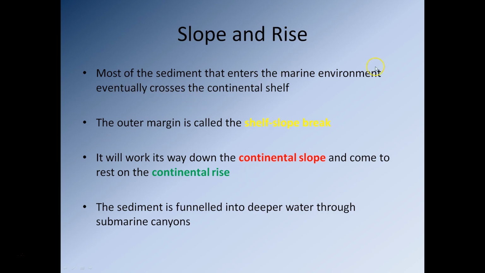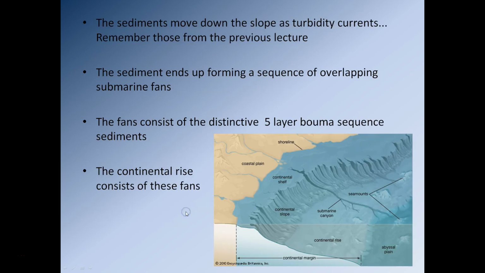So most of the sediment that enters the marine environment crosses the continental shelf and eventually makes it to the shelf slope break. Now, obviously, once it goes across the shelf slope break, it will then come down the continental slope and it will come to rest, so it'll come to a stop on the continental rise. As I've already said, the sediment is funneled down the continental slope along submarine canyons. The sediment moves down the continental slope as turbidity currents, these underwater landslides, which we discussed in Lecture 8.